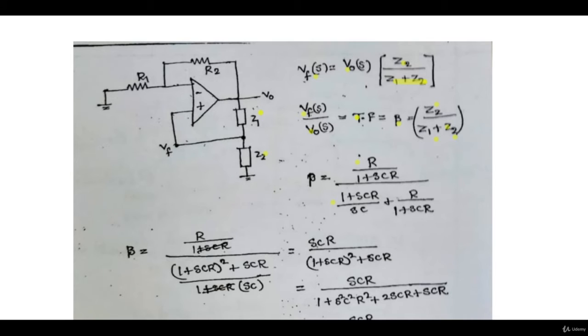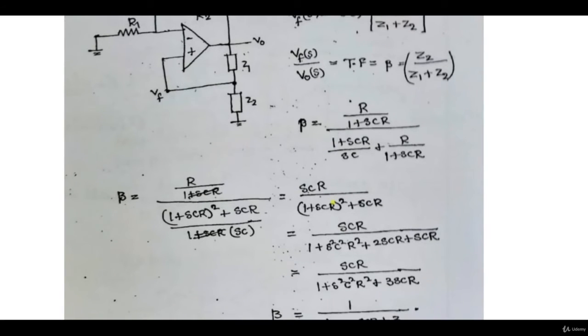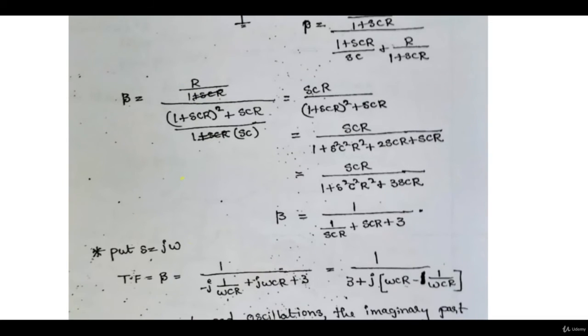You simplify this expression. Here you can see you are getting R divided by 1 plus SCR, and 1 plus SCR square plus SCR divided by 1 plus SCR into SC. These two will get cancelled, so you will get the term SCR divided by 1 plus SCR square plus SCR. Open the square term, you will get SCR divided by 1 plus S square C square R square plus 2 SCR plus SCR. Okay, if you simplify more, you will get beta is equal to 1 divided by SCR plus 1 by SCR plus 3.